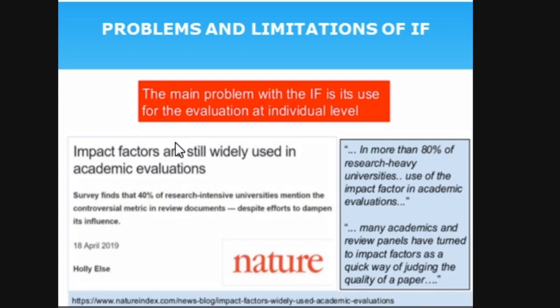And there is a problem. What do you mean by IF? IF is not "if" actually. It is an acronym for impact factor. Don't think it is "if". It is impact factor. Limitations and problems: there are problems.